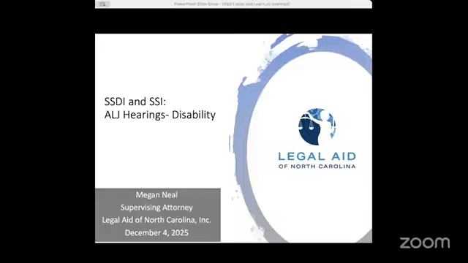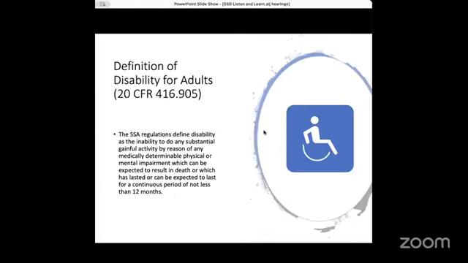Although those two different programs, SSDI and SSI, have some different eligibility requirements, the medical definition of disability for those two programs is exactly the same. And that's mostly what's going to be evaluated in your disability hearing. So for the purposes of today, we're going to be talking about disability hearings that apply to both of these programs. And we're going to specifically be talking about adult cases, and disability for kids cases are a little bit different. So today we're just going to be focusing on adults. So let's get started.